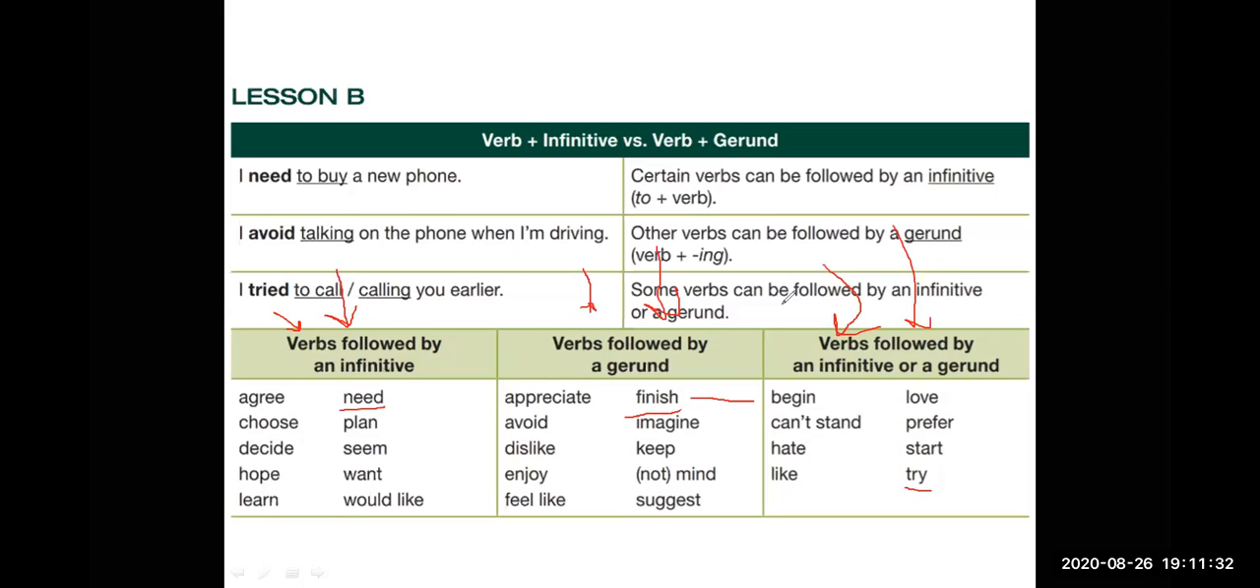So we have the first sentence: I plan to travel to Canada. That is correct. I hate to eat vegetables or I hate eating vegetables. That is correct. I want to drink water. Okay, can I say I want drinking water? No, teacher. Exactly, no, right.